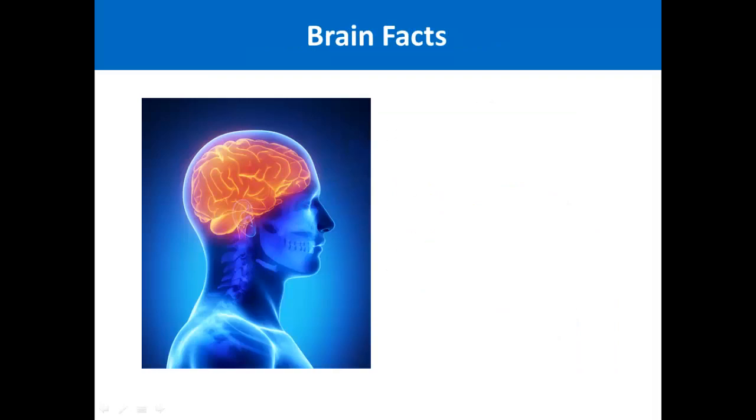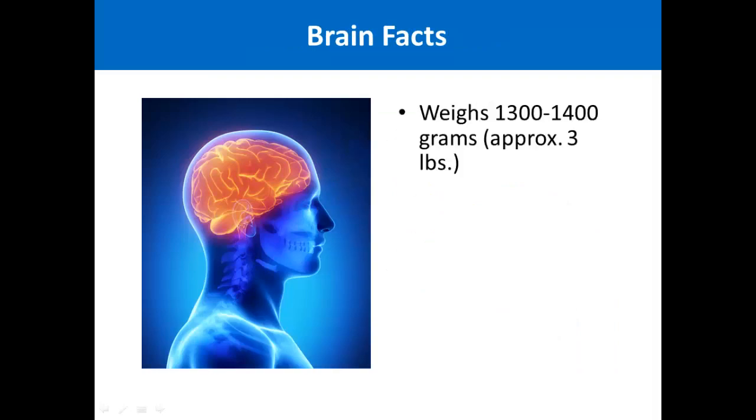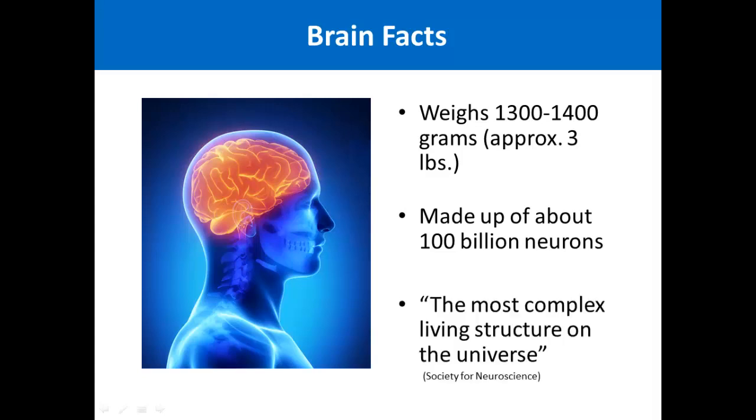Now, some interesting facts about the brain. The brain weighs about 1,300 to 1,400 grams. It's made up of about 100 billion neurons. That's a lot of neurons. Neurons are cells that have the ability to communicate with each other. We're going to have another module that actually looks at those types of cells. The Society for Neuroscience has said that the brain is the most complex living structure in the universe. Although we know a lot about the brain at this time, there still is a lot we do not know.